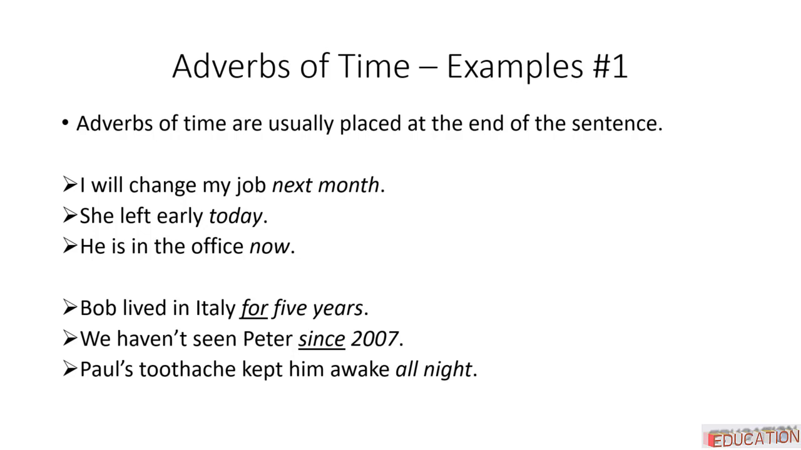Now, why have I underlined for and since in these last examples? A very common mistake is for people to get these the wrong way round. You will often hear people say they've lived in Italy since 5 years, which is wrong. So we use for for a duration and since for a specific point. So, Bob lived in Italy for 5 years. We haven't seen Peter since 2007 is the correct usage of these two words.